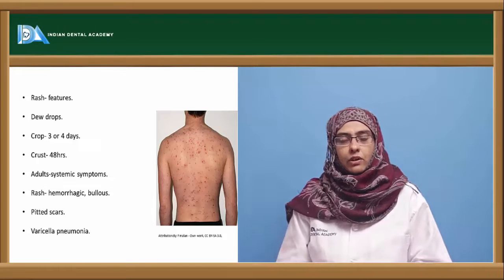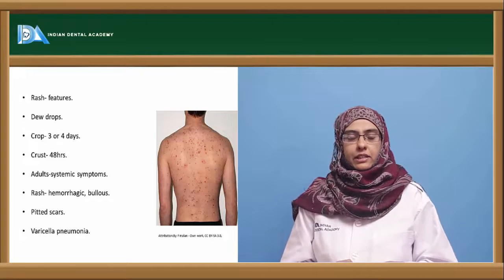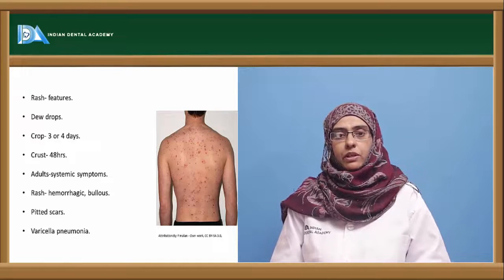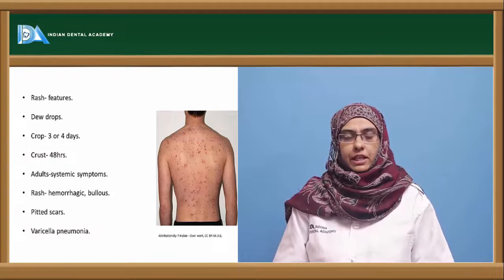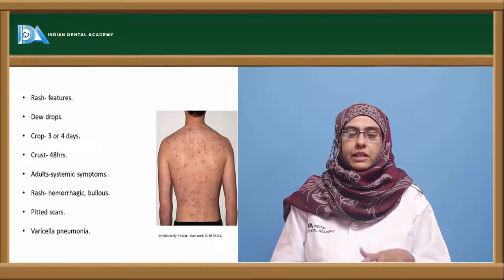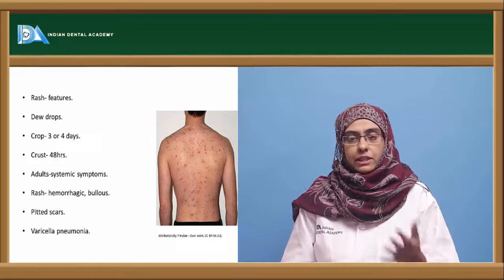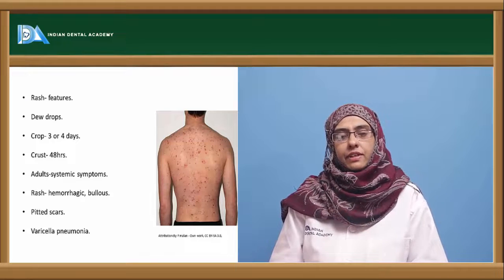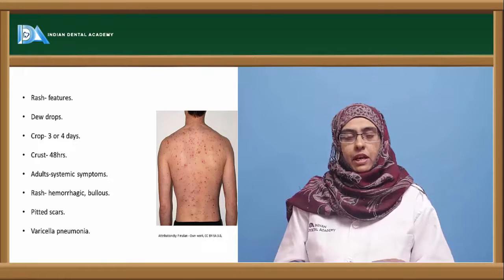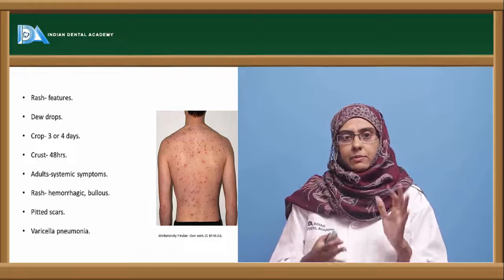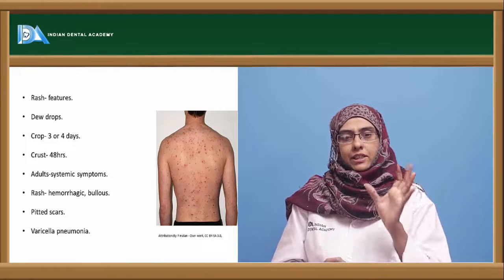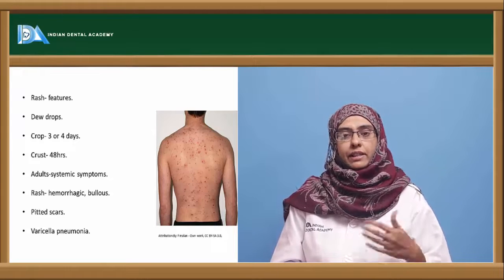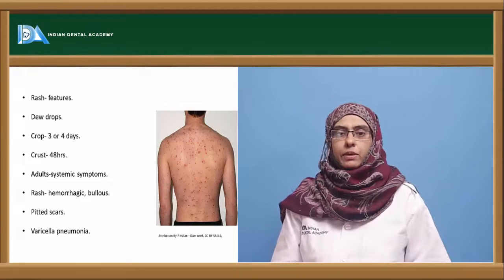In case of adult infection, it is more severe, and the rash is more profuse when compared to the childhood infection. Here the rash can be hemorrhagic or bullous. These are the two characteristic features with which we can identify adult chickenpox. When the person recovers, he has pitted scars, but the lesions are usually painful in nature, and the person can land up with varicella pneumonia in case of immunocompromised persons.